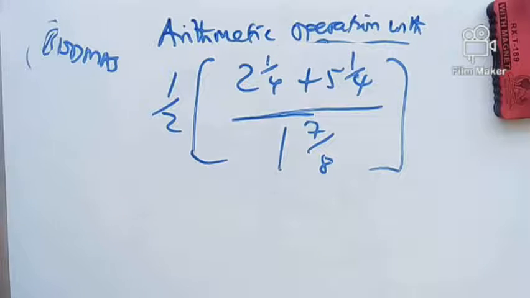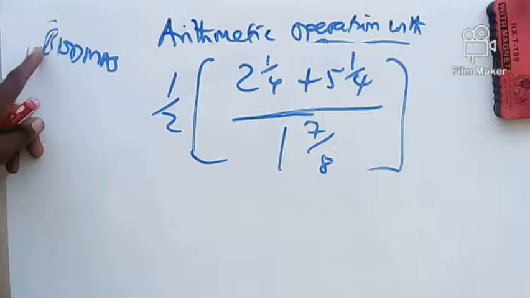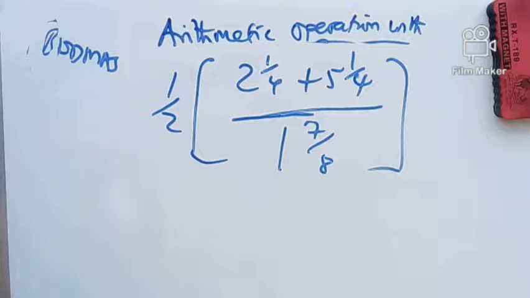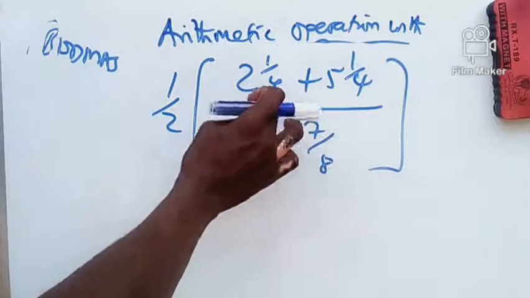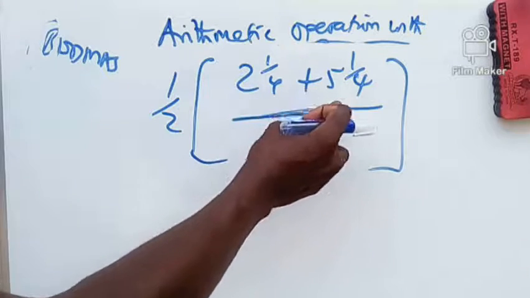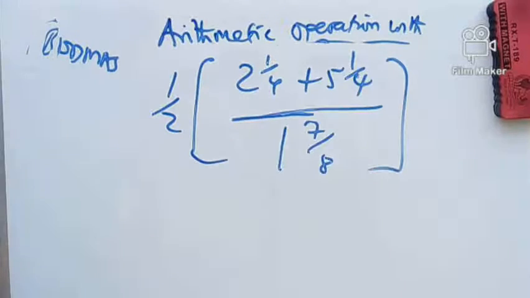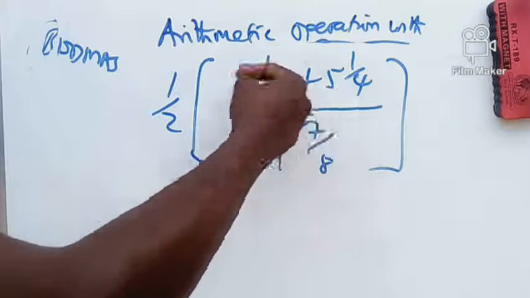To solve this problem, the first stage is to look into our BODMAS and carry out the operation. What we have here is a bracket, so let's deal with the one in the bracket. What we have in the bracket is 2 1/4 added to 5 1/4. So how do we take care of that? The first stage is to add these numbers up.